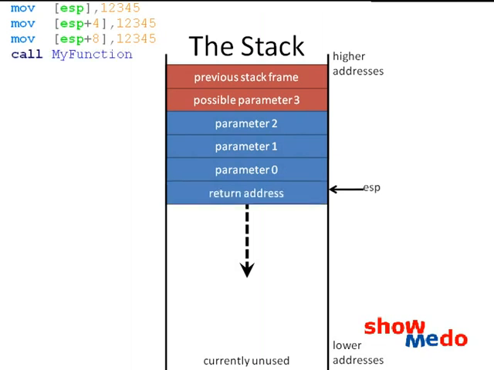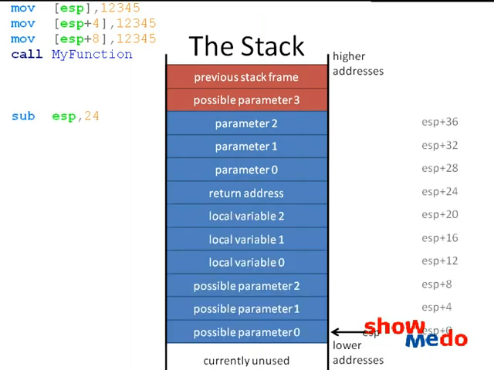Now we call the function myFunction, which puts the return address on the stack as before. Now the total size of local variables in myFunction, plus the maximum size of any parameter list passed inside of myFunction, is 24 bytes in this example. So we can simply reserve 24 bytes on the stack by subtracting from ESP. We can refer to parameters and local variables in terms of ESP instead of EBP.